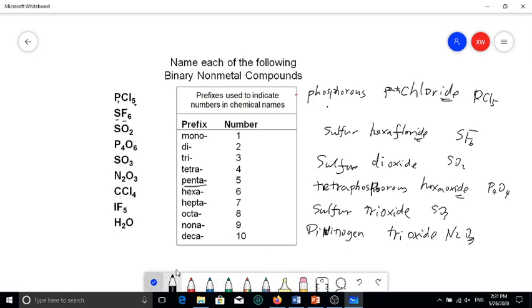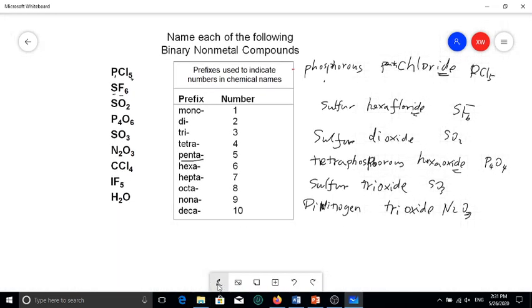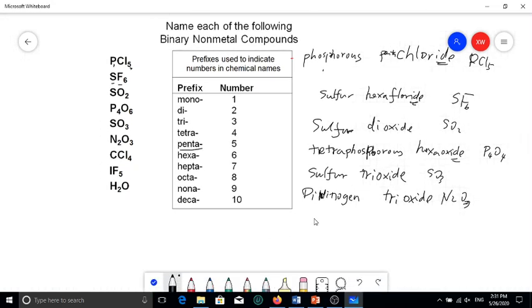CCl4. This is CCl4, not CCI4. So it's carbon tetrachloride. Next, IF5. Iodine. The number 5 is penta, so iodine pentafluoride.